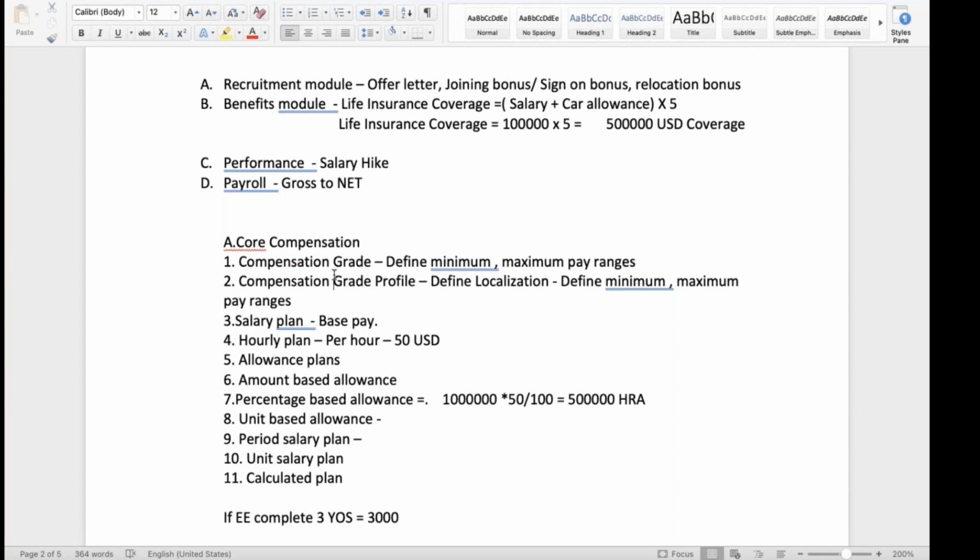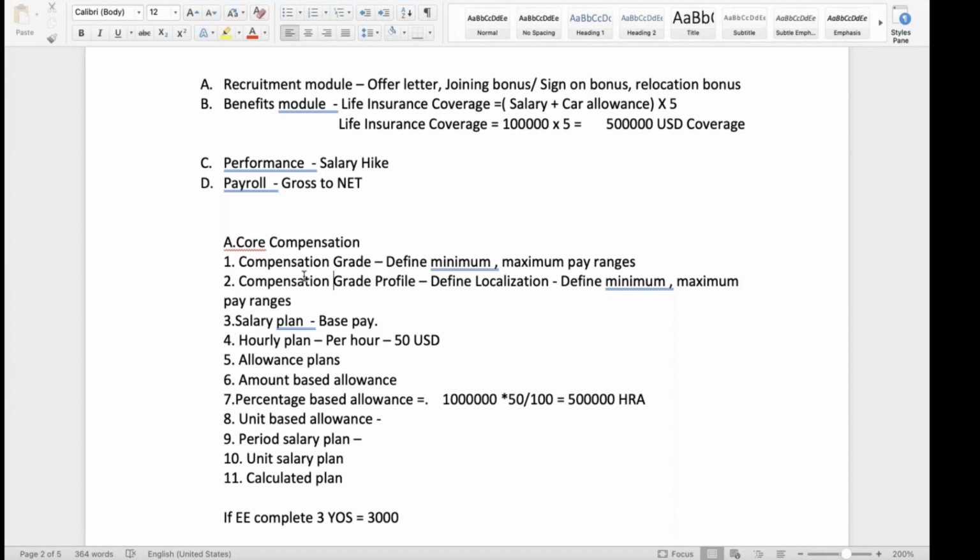Compensation grade profiles we use to define localization. In a compensation grade profile also we define minimum and maximum pay ranges, but we define localization. For example, if you're implementing Workday compensation for USA, India, UK, the common difference is currency amounts. So what Workday recommends is that we create one compensation grade, and under that, you can create different compensation grade profiles based on the currencies.